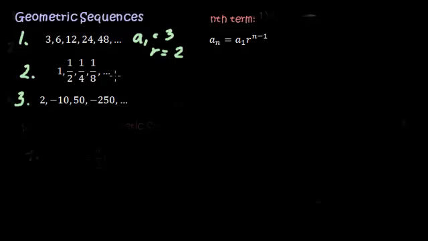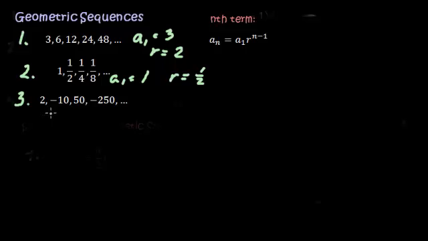For our next one, a1 would be 1. And our r would be, let's see, what do I multiply each one by to get the next one? 1 times a half is a half, times a half is a fourth, times a half is an eighth. Oh yeah, the ratio is 1/2.